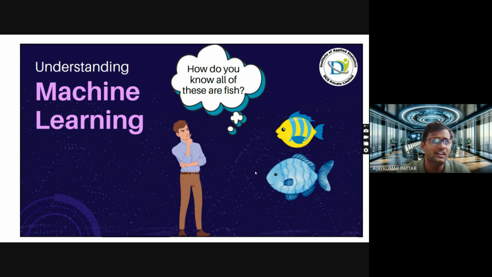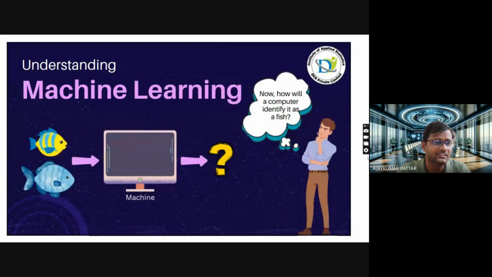How do we know these both are fishes, even though they are somewhat different? We find some common characteristic features. We create some logic. Our brain, our intelligence, recognizes a particular pattern, interconnects that pattern, and identifies that these both are fishes. That's how learning happens in human beings.